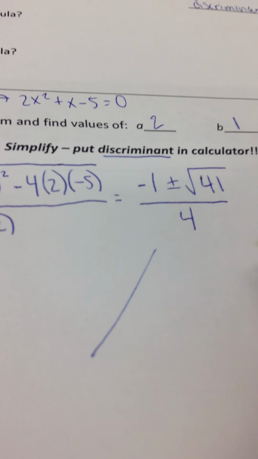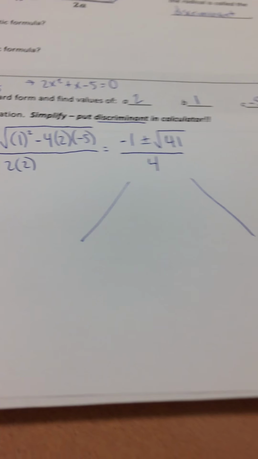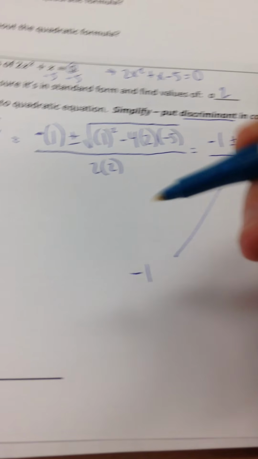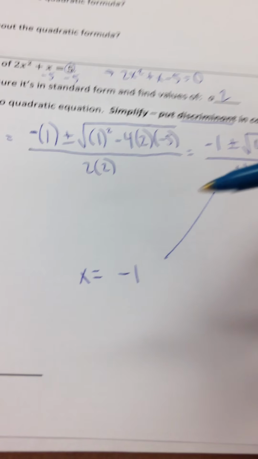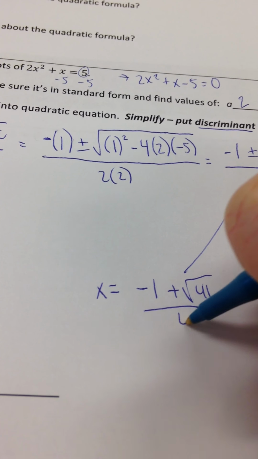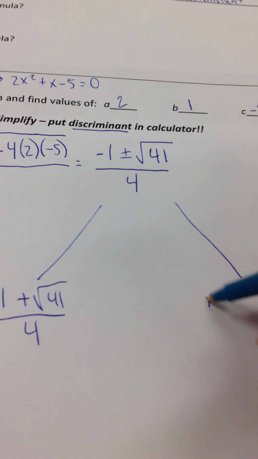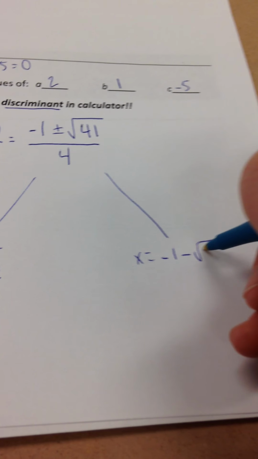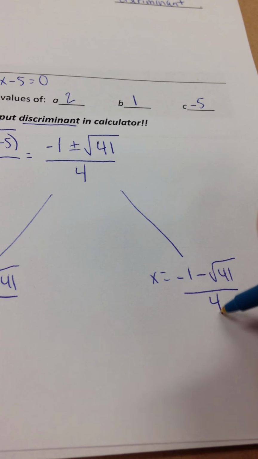So I'm going to write that out here. And I kind of do a little tree thingy here so that I make sure I see. One of them is, don't forget your x equals. X equals -1 plus the square root of 41 divided by 4. And the other side is x equals -1 minus the square root of 41 divided by 4.